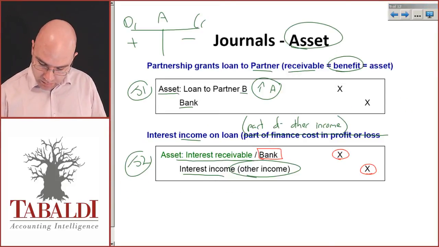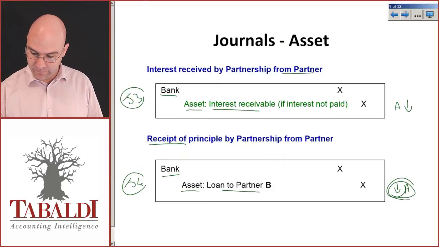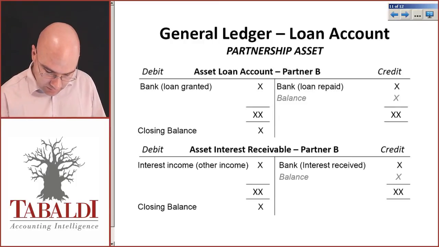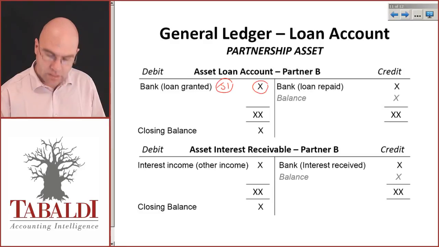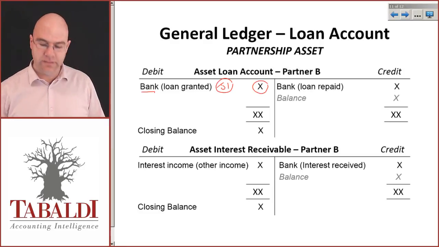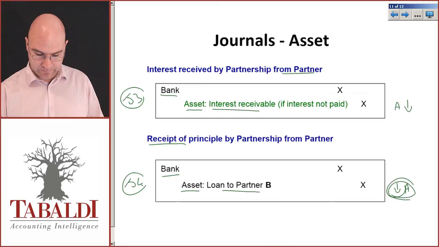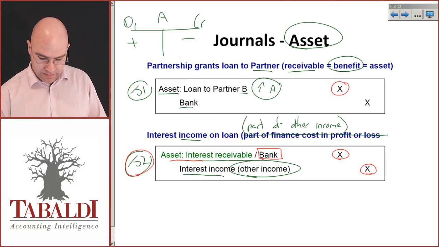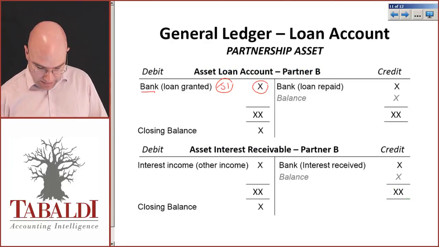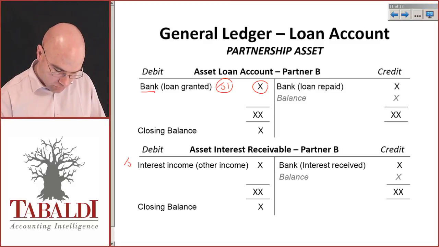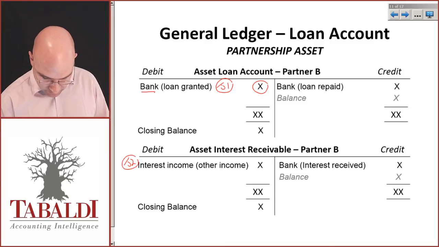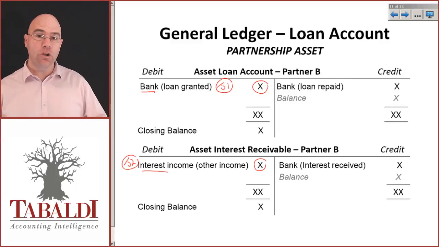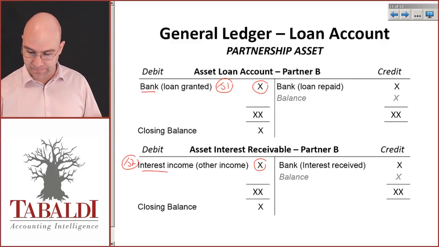So journal 1, we are debiting the asset, and that asset's called loan account partner B. So we debit the asset, and the contra account is bank. We then need to raise the interest accrual. So I'm going to do an interest receivable account, and we are going to do that from journal 2. We are debiting the asset, interest income. Okay, it's an accrued interest. Our contra account is an other income account called interest income.